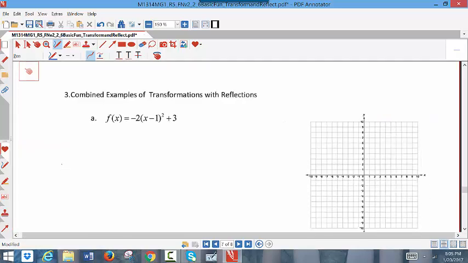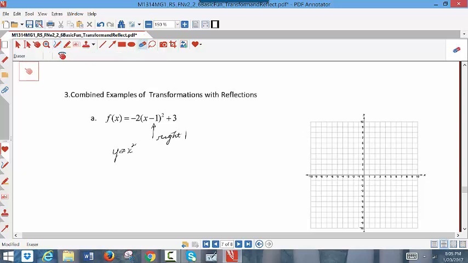Now let's look at some combined examples. Okay, so if we start with this, f of x equals -2(x - 1)² + 3, then what we know is the parent function is y equals x². This -1, which is grouped with the x value, is going to be horizontal movement, and so it is not left 1, it is right 1.